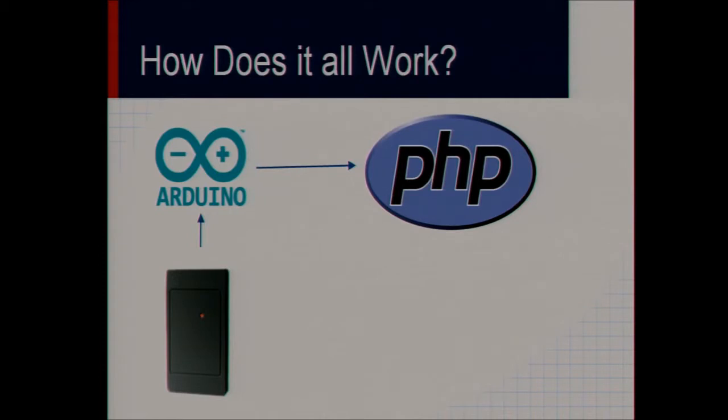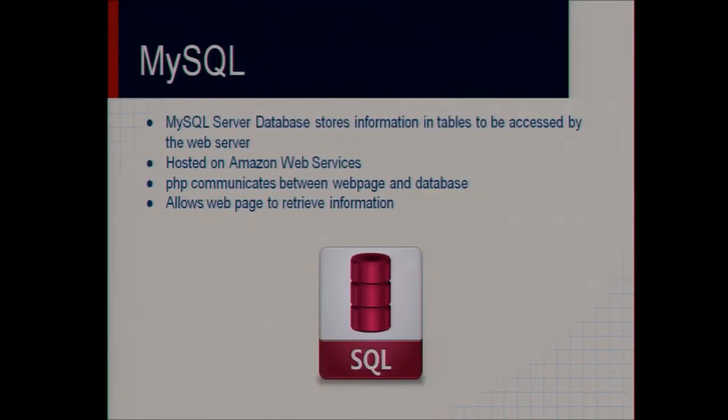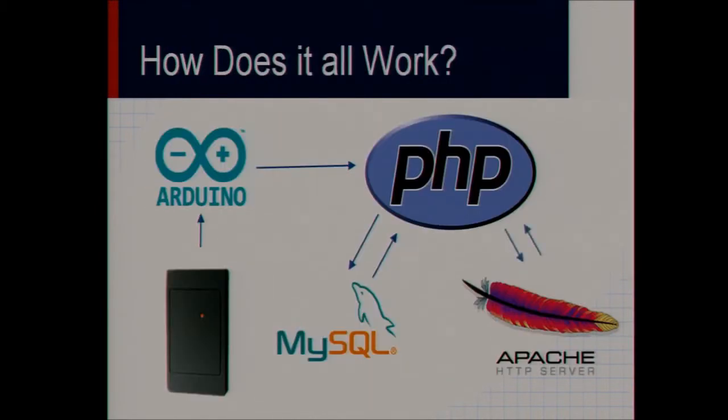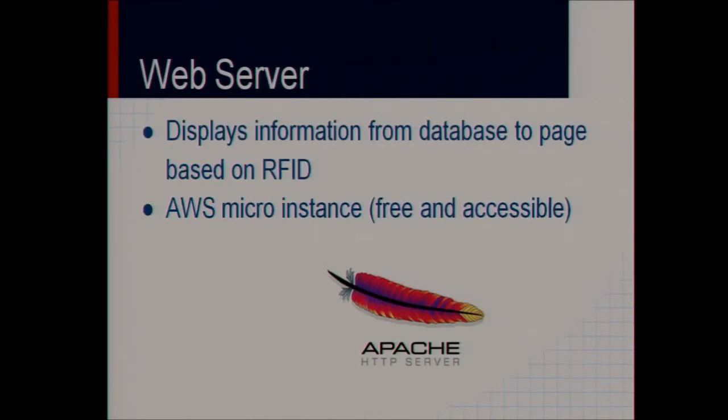So going off from what he says, we have a SQL server running that stores the information based on the unique codes that are sent through the RFID scanner, and we create tables and view those back to the professor based on this ID. It's hosted online, and it utilizes PHP to communicate between server and database. And then finally, we have a web server. This displays information from the database based on the RFID information back to the professor.